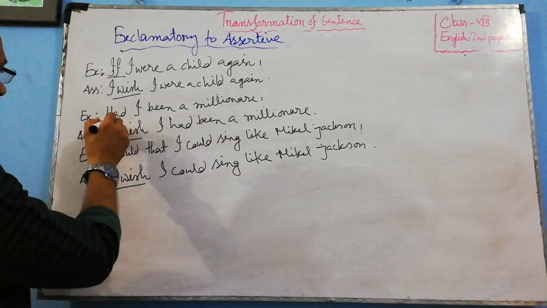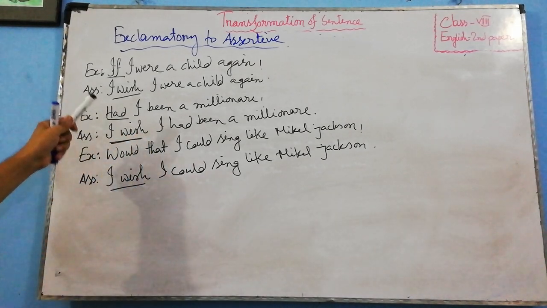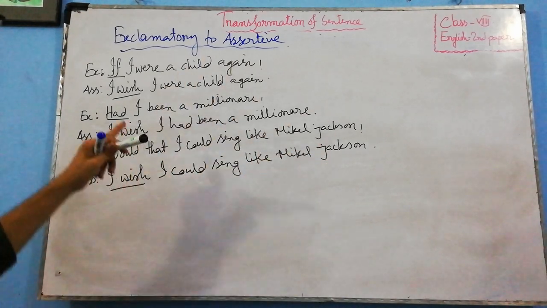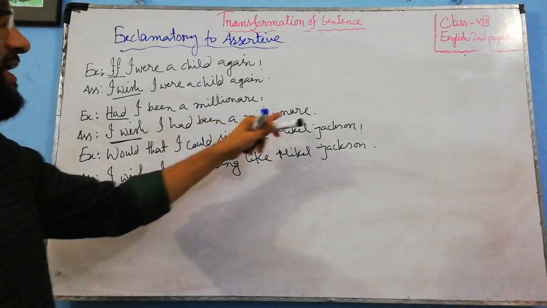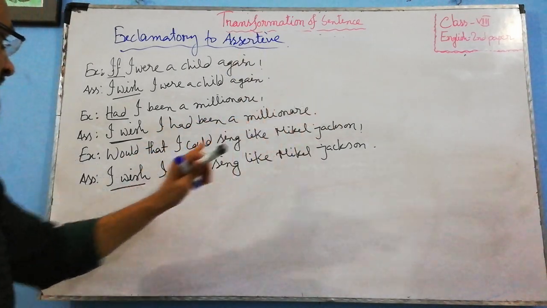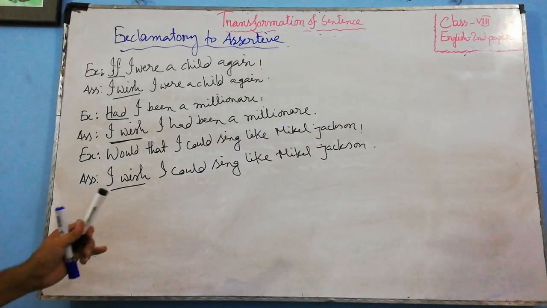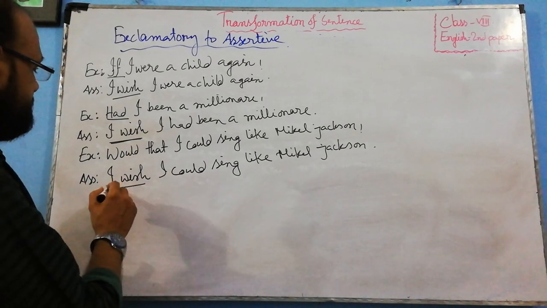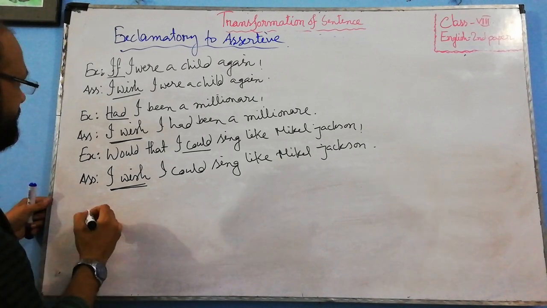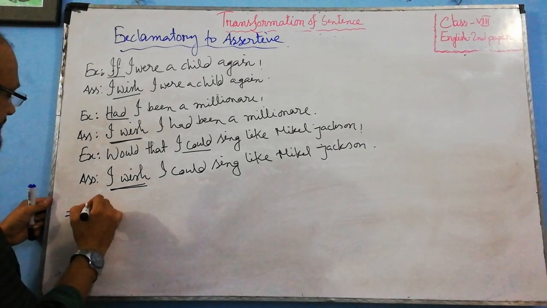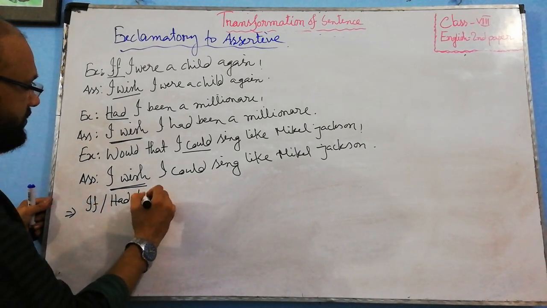I wish. Just had and I wish. We use subject plus wish. So the subject may be I or we. Subject plus wish, then subject plus had plus verb and the remaining part and then full stop. Would that I could sing like Michael Jackson. Would that. Just we would. I wish. If there is subject plus could, put that in your test. So, key thaklo, what we have learned from it that if or had or would that.